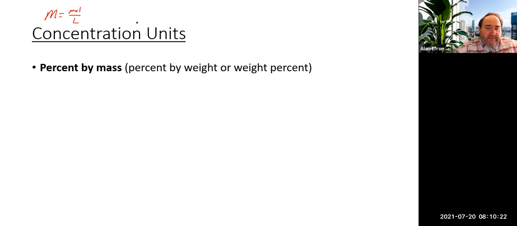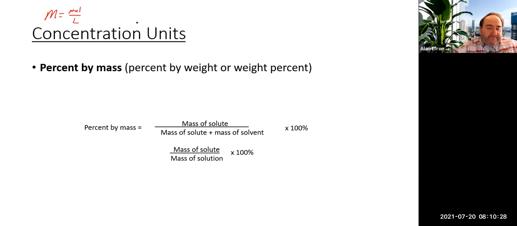One is what is referred to as the mass percent or percent by mass. This is sometimes abbreviated as percent m/m, which basically means mass to mass percent. And it is the mass of the solute, which is the smaller part of the solution, divided by the mass of the solution times 100.